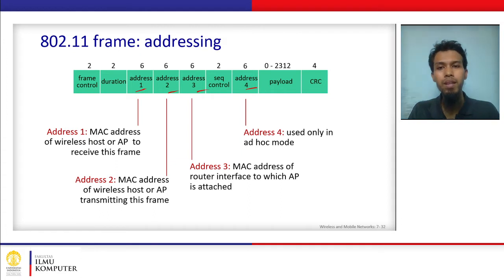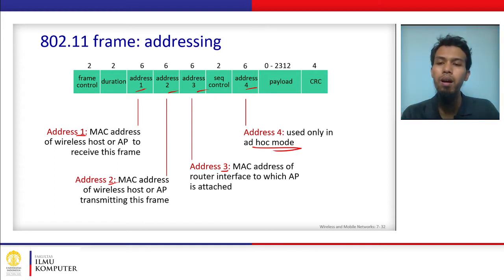They have several fields in the IEEE 802.11 frame: frame control, duration, address 1, 2, 3, sequence control, address 4, payload, and so on, and CRC. But we are only going to talk about these four addresses. Typically, when we use infrastructure mode, we only have these three addresses: address 1, 2, and 3, because address 4 is only used in ad hoc mode.